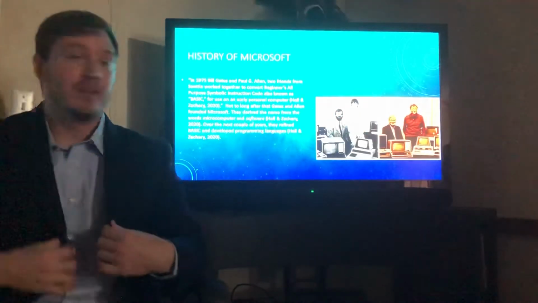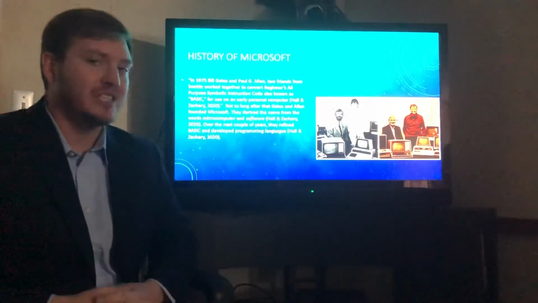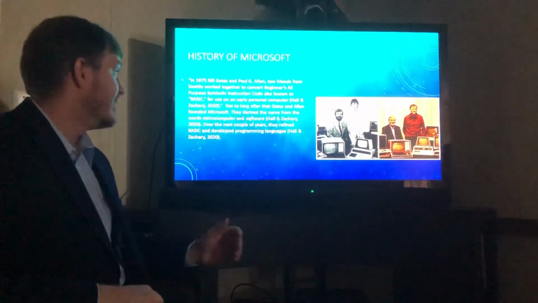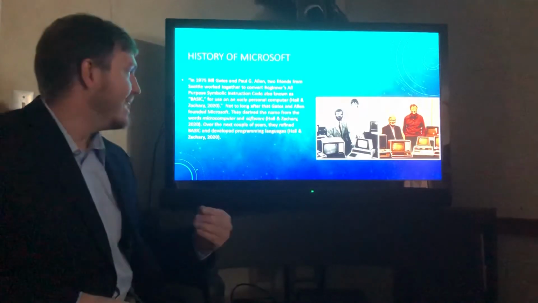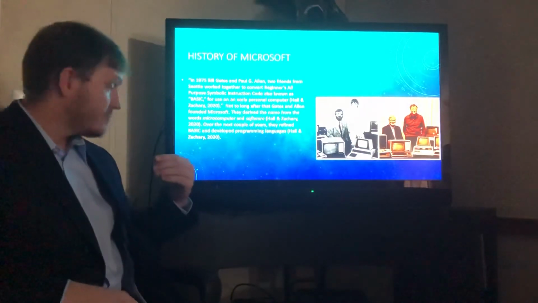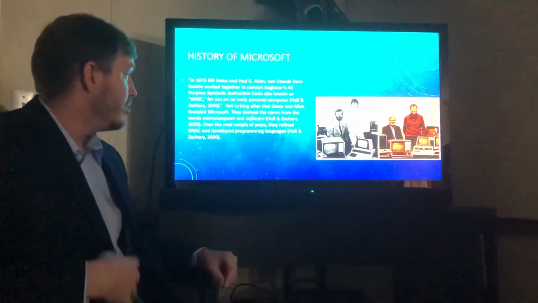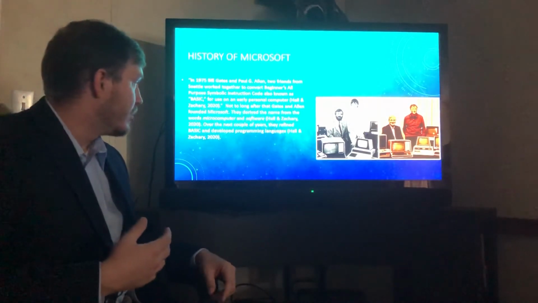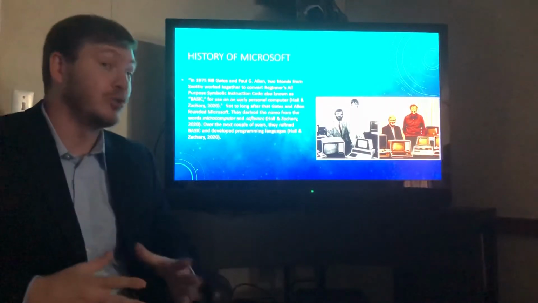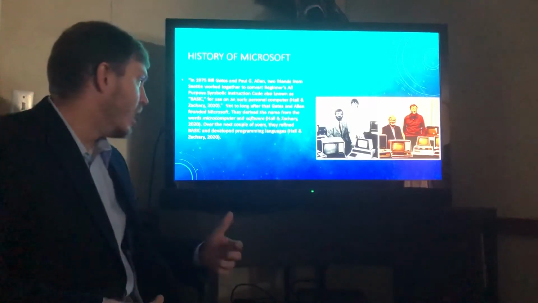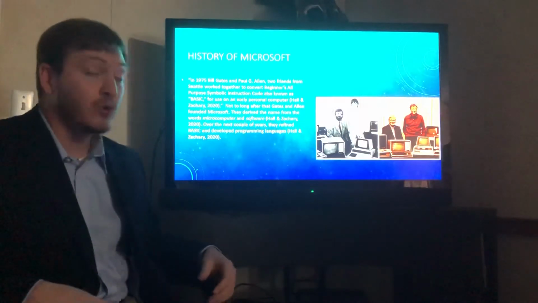To begin with, we'd like to go over the history of Microsoft. In 1975, Bill Gates and Paul G. Allen created what we now know as the Beginner's All-Purpose Symbolic Instruction Code, or better known as BASIC. BASIC was the software system that they created for early computer systems. By doing this, they later combined the two words microcomputer and software together to create what we now know as Microsoft. Over the next couple of years, they refined BASIC and developed programmable languages.